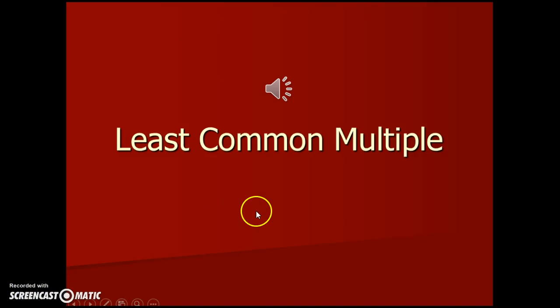How about the least common multiple? What method do you think we're going to use if you hear this song? You guessed it.